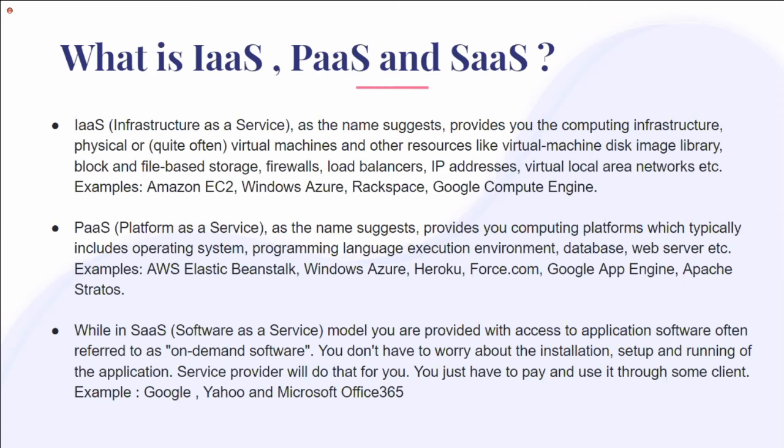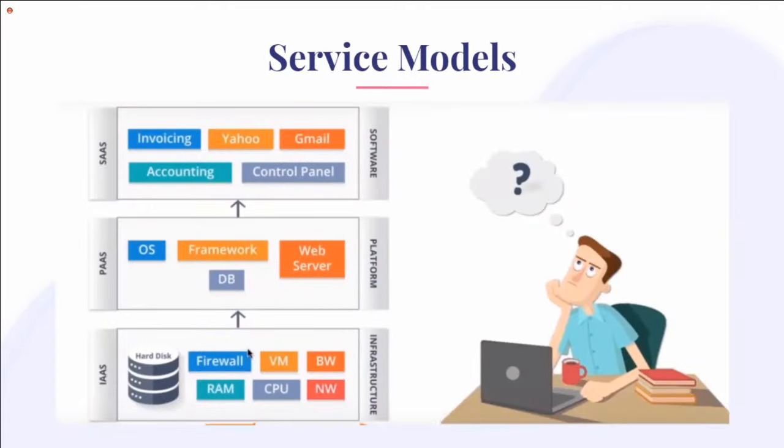So again, this is a good example for the service models. IaaS will offer you firewall, VM, bandwidth, RAM, CPU, and network. PaaS will give you OS, framework design, database, or a web server. And SaaS will give you Yahoo, Gmail, Office 365, etc.